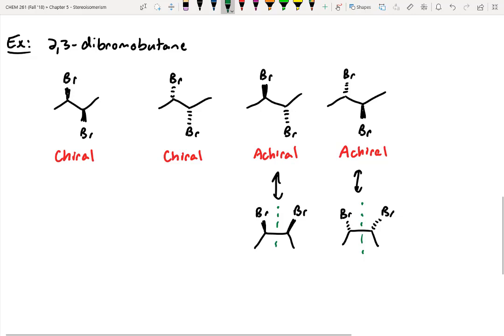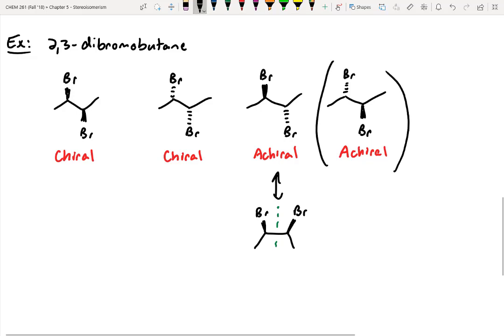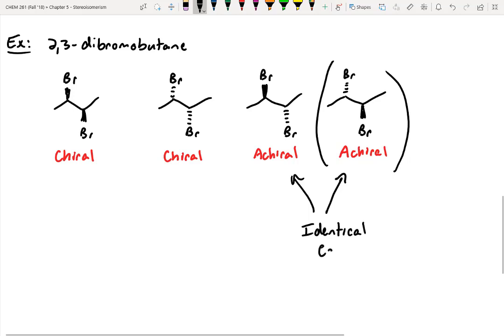So let's take our imaginary pancake flipper. We're going to grab one of them and flip it upside down. To me, they look identical, right? They're just upside down versions of one another. So really, these are identical compounds. So I'm going to go ahead and mark this up. Down here, I'll write: these are identical compounds.